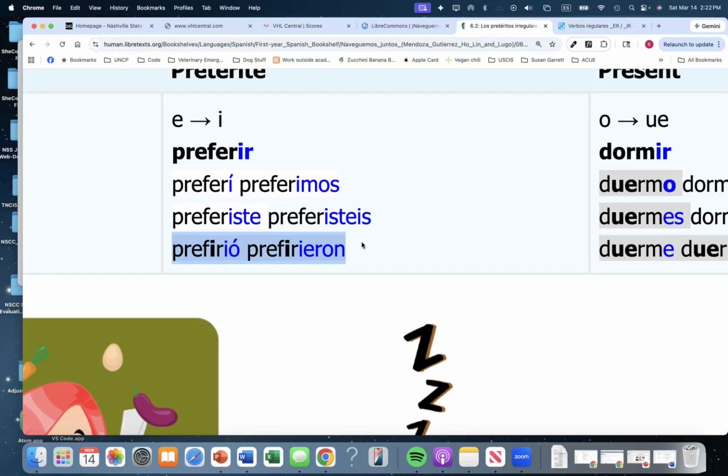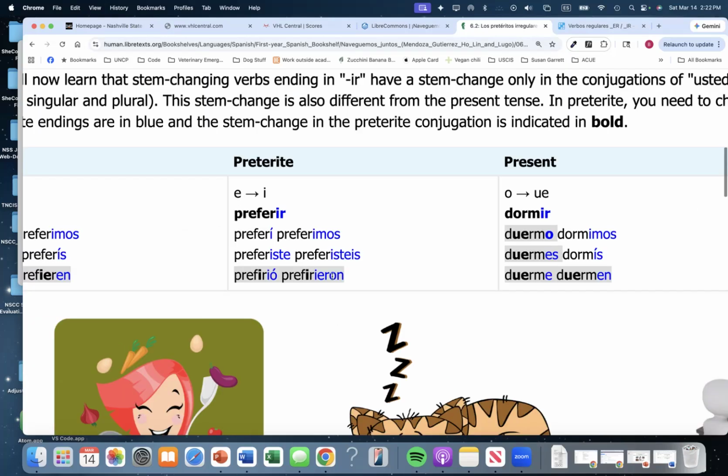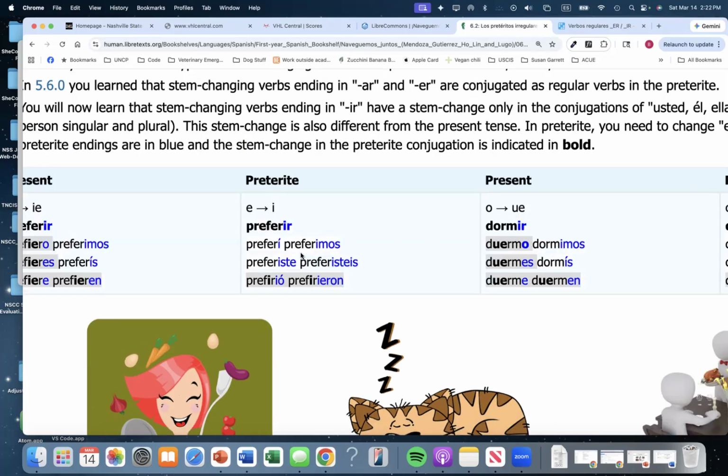So the third person, singular and plural, will change the stem from E to I. Okay? Then nosotros, nosotras, you don't have to worry about that. It never changes the stem. Preferimos. Okay? So the changes happen in the él, ella, usted, and ellos, ellas, ustedes form, and it is from E to I. And that happens with any other stem changing verb that ends in IR.